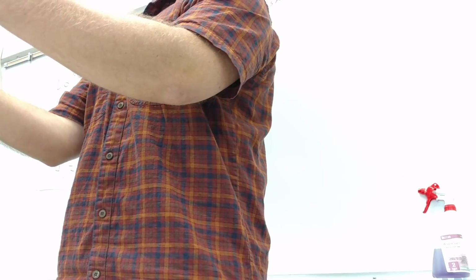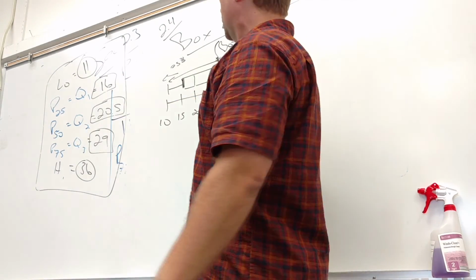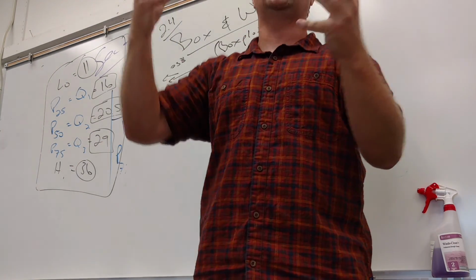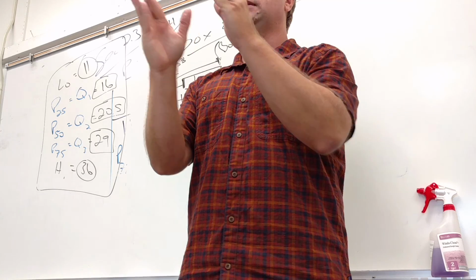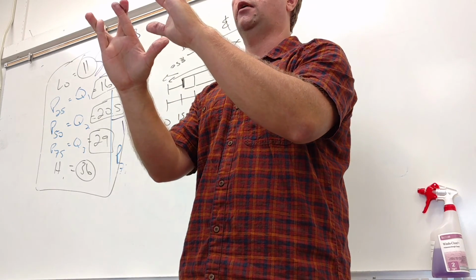So that's all it takes. You find a 5-number summary. You make a scale. You put lines. Make a box. Bam! You're done. It's beautiful. It's easy.